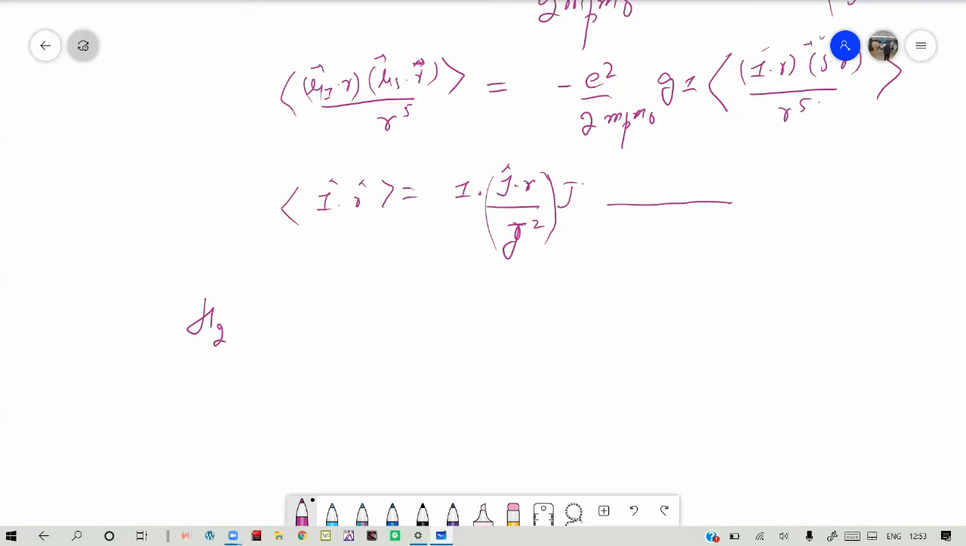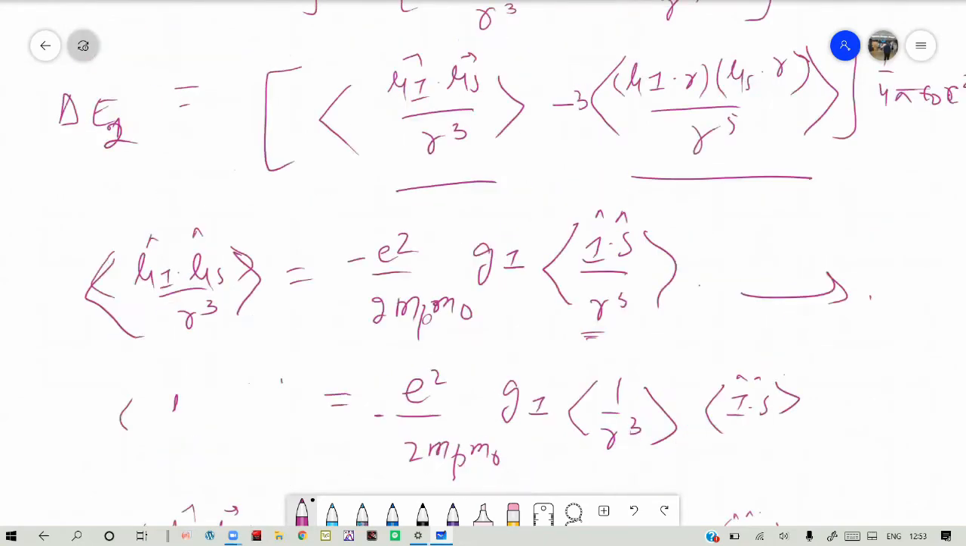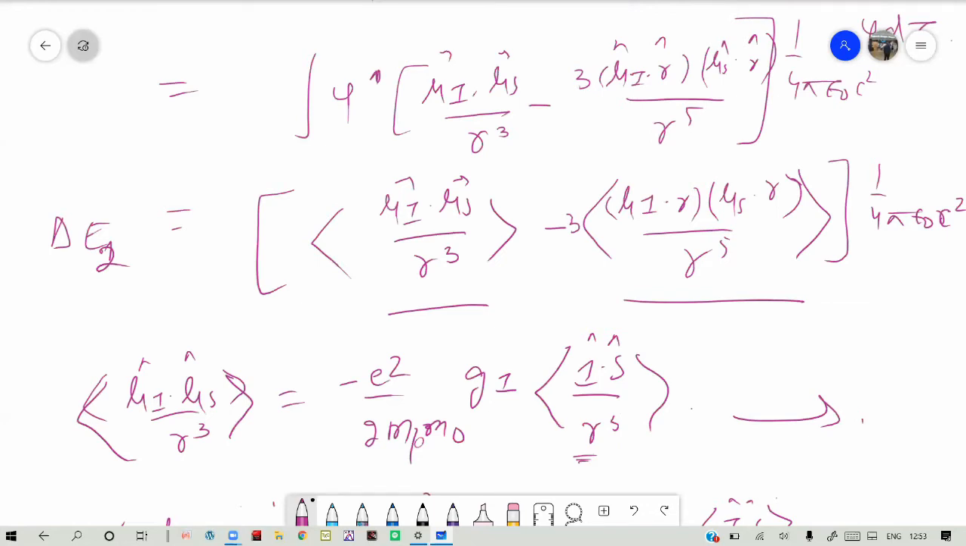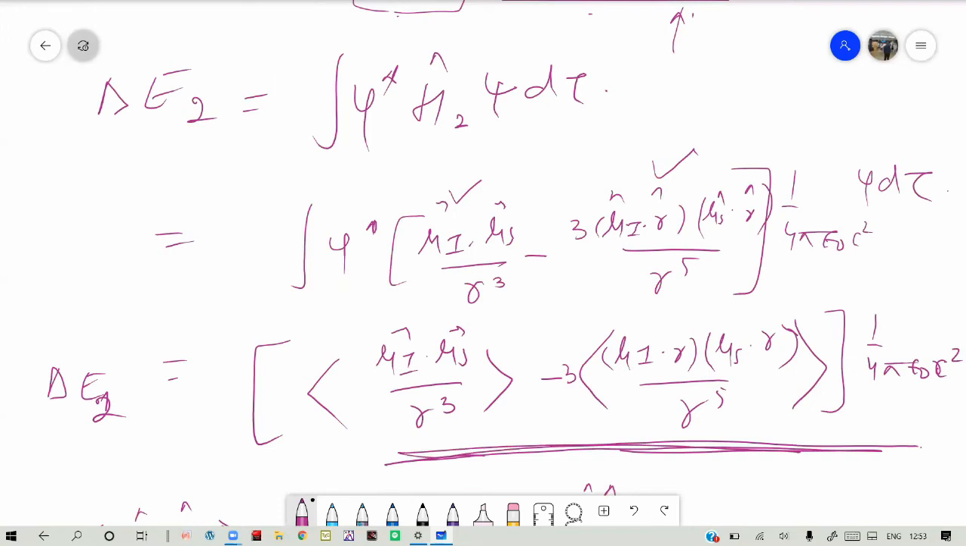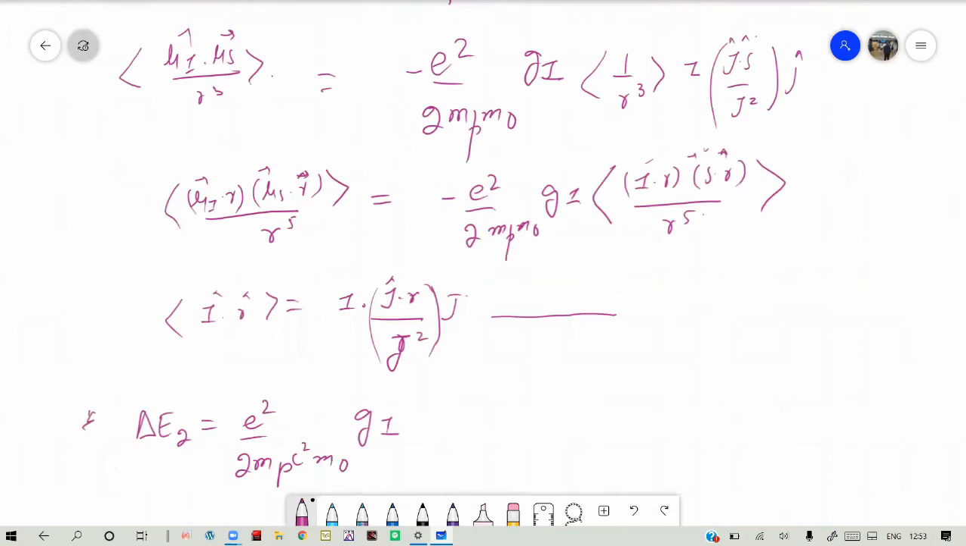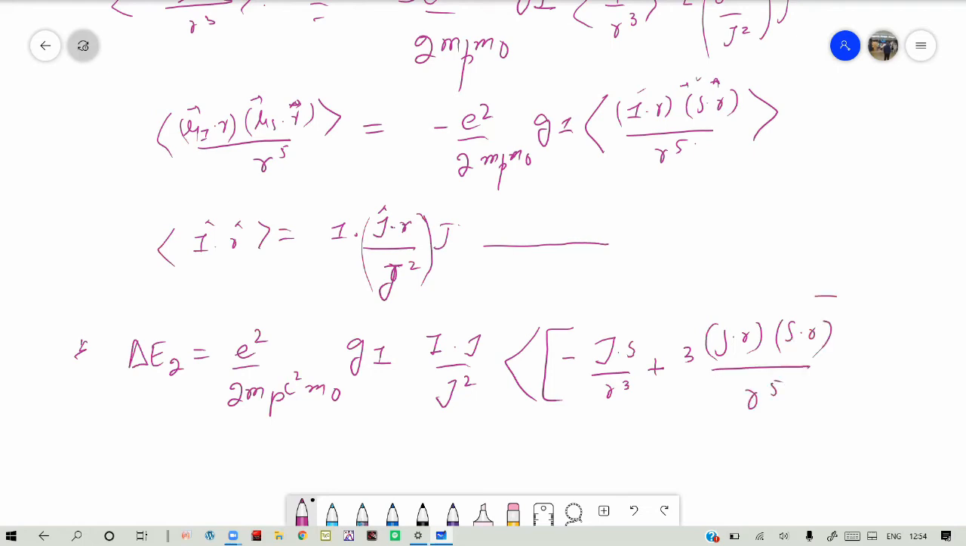So delta E2 will be equal to e square by 2 mp, c square m0, gI. Now see here, I will be writing the values of mu I, mu S divided by r cube and then another term. So it will become gI into I dot j divided by j square. It will be common to all. J dot s divided by r cube plus 3, j dot r, s dot r, epsilon naught c square is here.